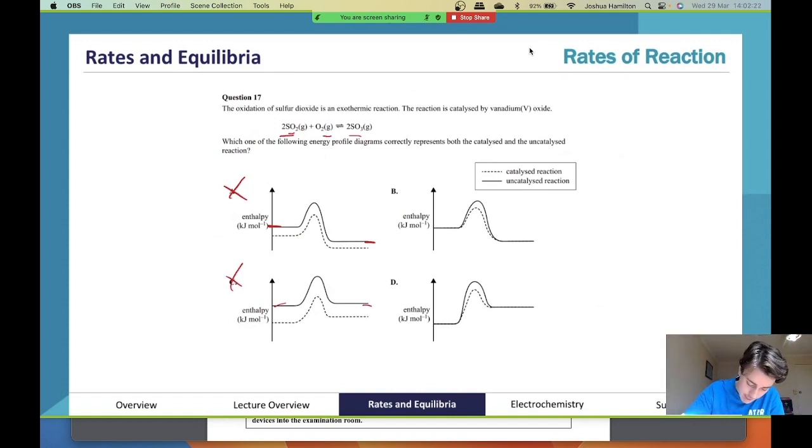It says it's an exothermic reaction. This is endo. So this is wrong. By process of elimination, I've only got B left. I look at it, B is actually correct anyway. By process of elimination I knew it was right before even looking at it, but B is correct there. We start at the same energy, we finish at the same energy, and the only thing that's different is the activation energy here. So, awesome.